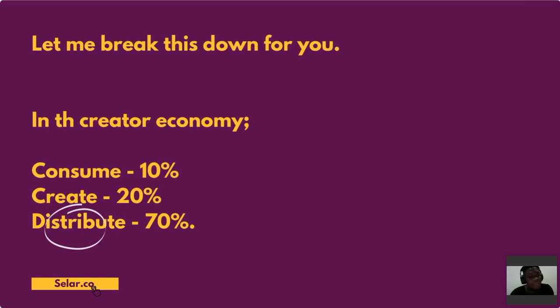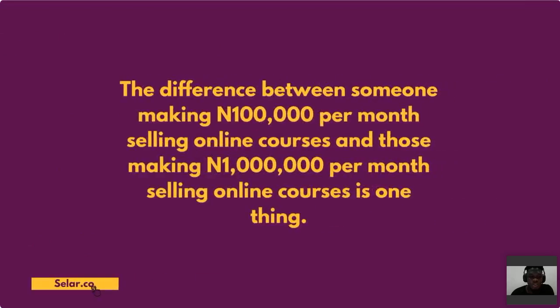In the creator economy, you should consume 10%, create 20%, and distribute 70%. Spend less time creating and more time consuming. Here's what I mean, okay?